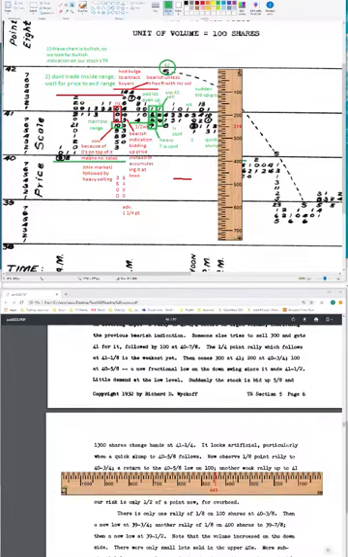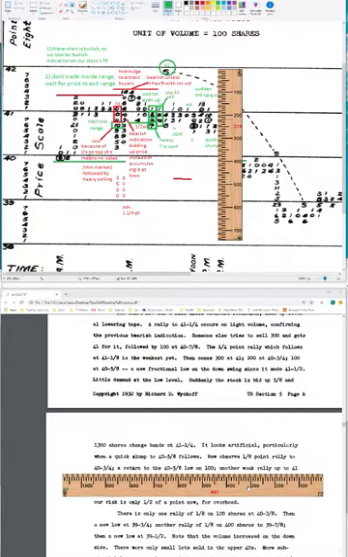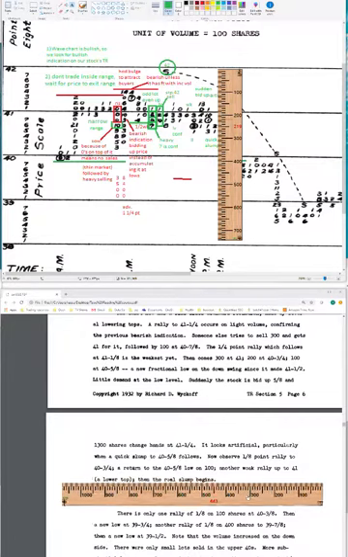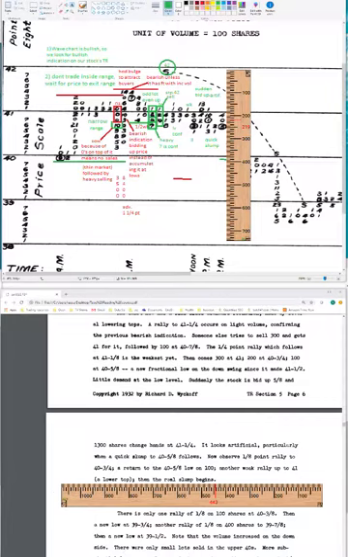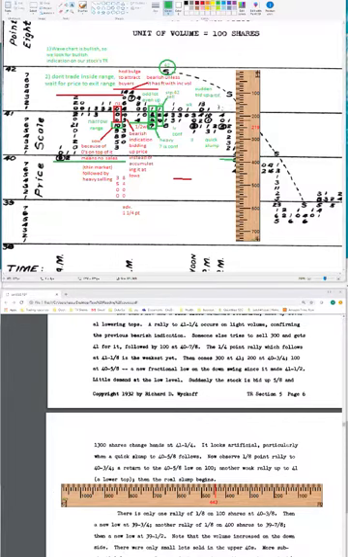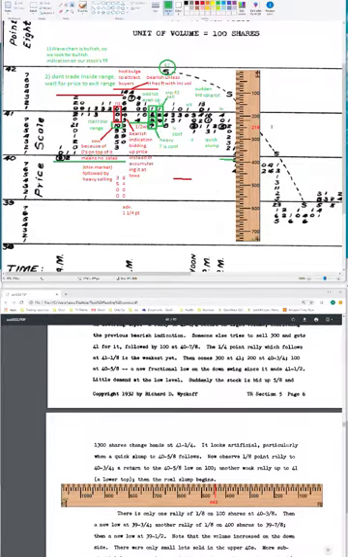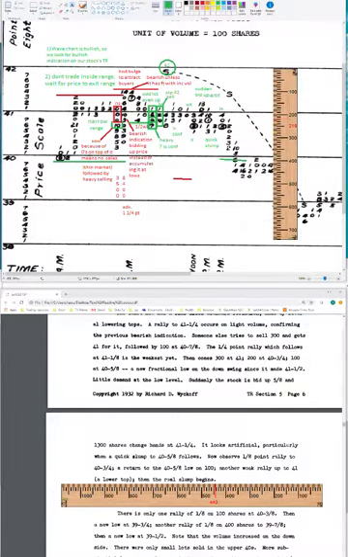Low. Another weak rally up to 41, at the lower high. And then the real slump begins.